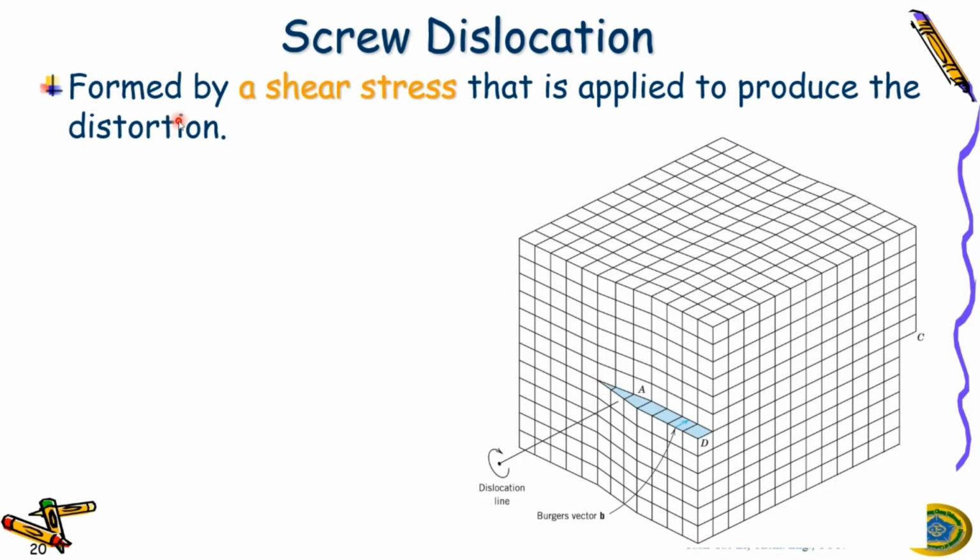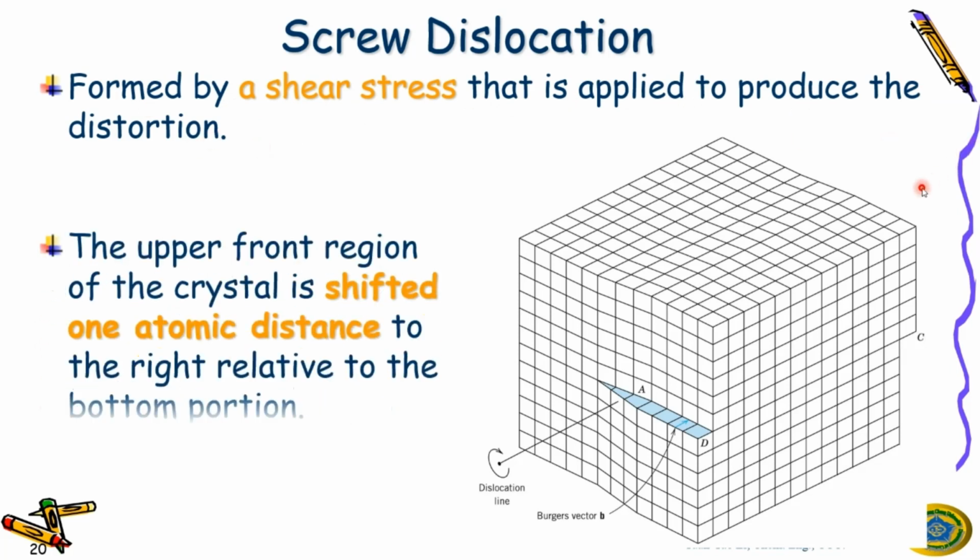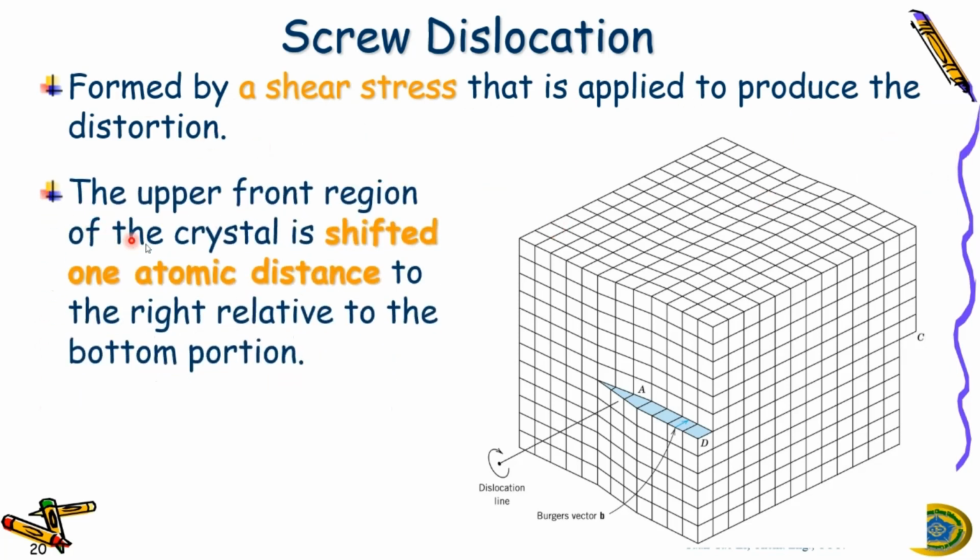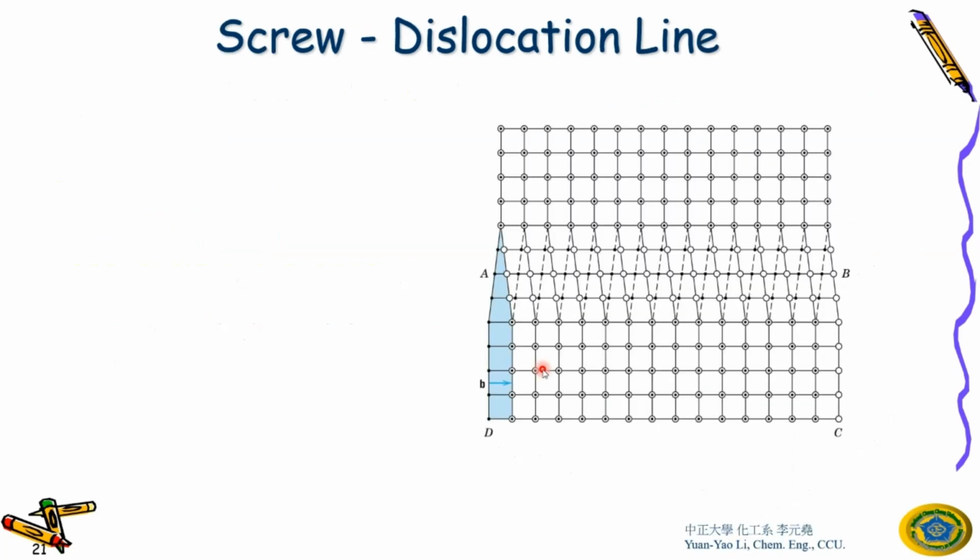Okay, so let's take a look at this definition. It is formed by a shear stress that is applied to produce the distortion, where the upper front region of the crystal is shifted one atomic distance to the right relative to the bottom portion. You can move half, or you can move one. So this is called a dislocation. The example is this one: the one on the top moves this side, and the one on the bottom moves to this side.